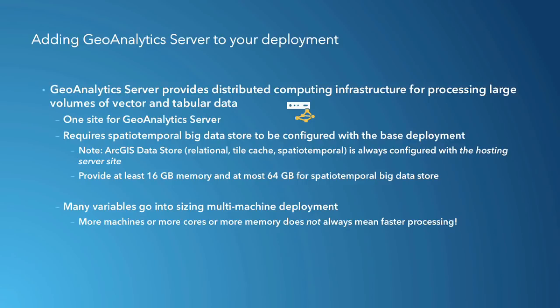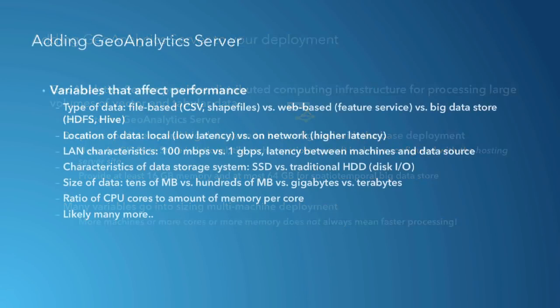But the one thing I can definitely say with certainty is don't fall into the trap of thinking that more cores equals faster processing. The opposite can very much be true, as counterintuitive as that might seem. And why is that? Well, here's just some of the variables that you need to keep in mind. First, what's your definition of big data?